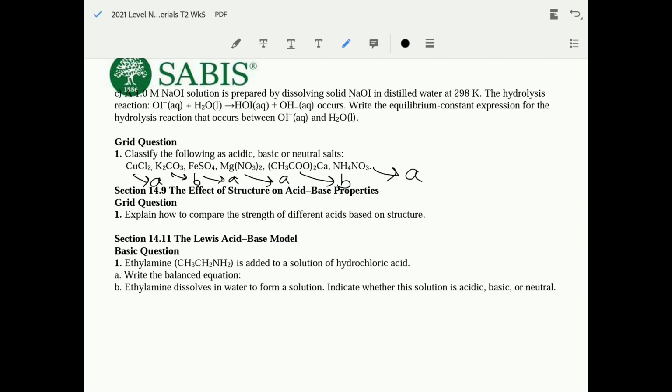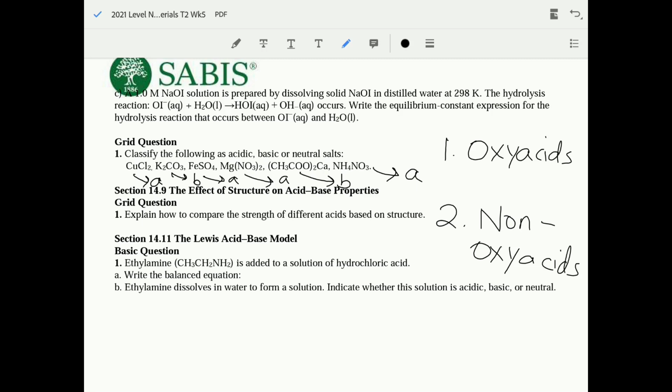Now let's talk about section 14.9. Explain how to compare the strength of different acids based on structure. Alright. So basically we have two different types of acids, right? Number 1, oxy acids. And number 2, non-oxy acids. Right?